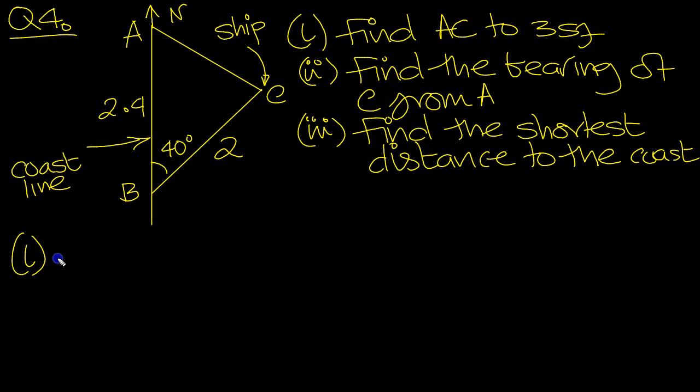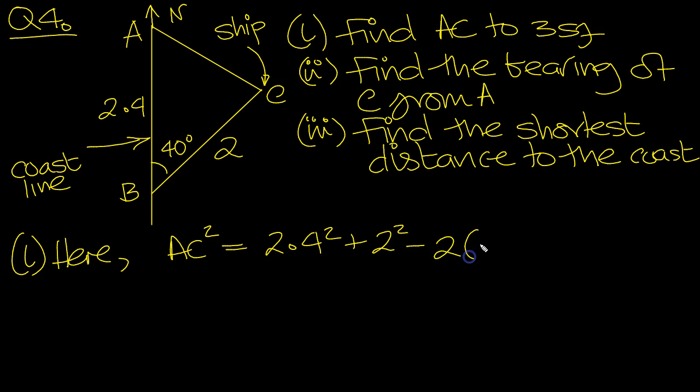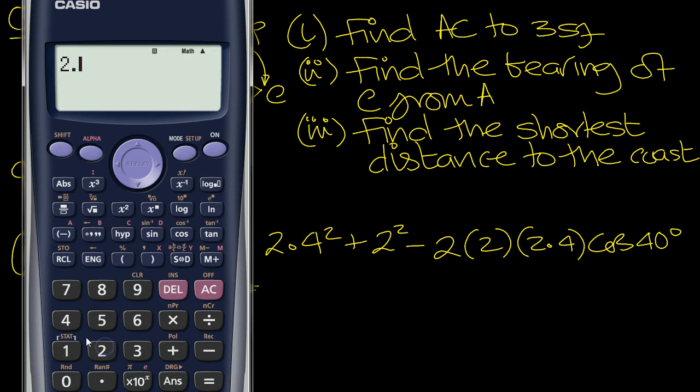So part 1 then. Here, the distance AC squared is equal to 2.4 squared plus 2 squared minus 2BC cosine of the included angle. So what have we got then? 2.4 squared plus 2 squared, which is 4, minus 4 times 2.4, 4.8, 9.6. So we can put 9.6 in.